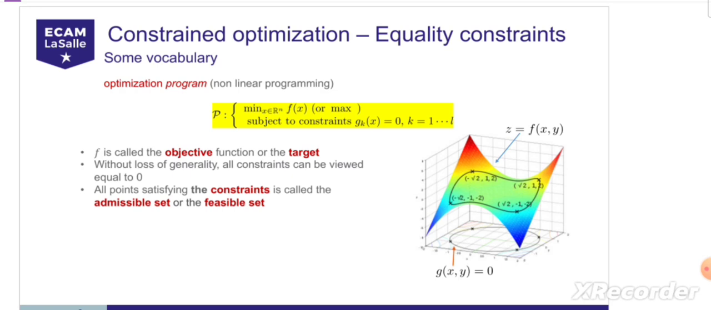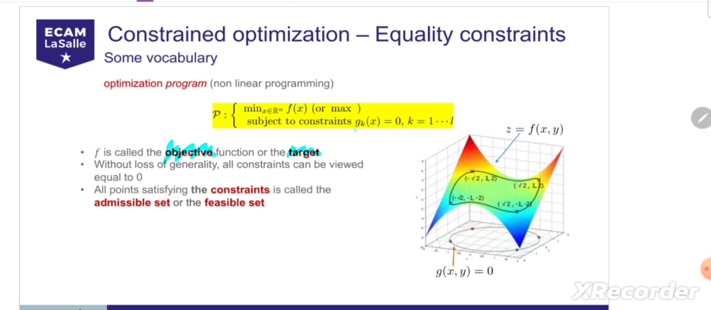So the function f is called the objective function or target function. This is something that you will commonly see. The target given is the formula of your function defined.